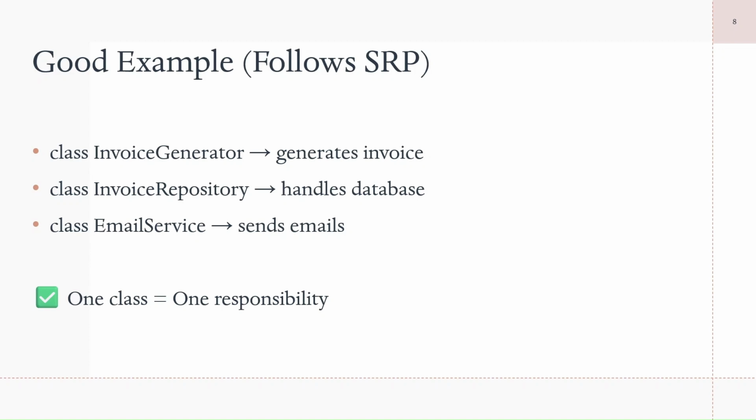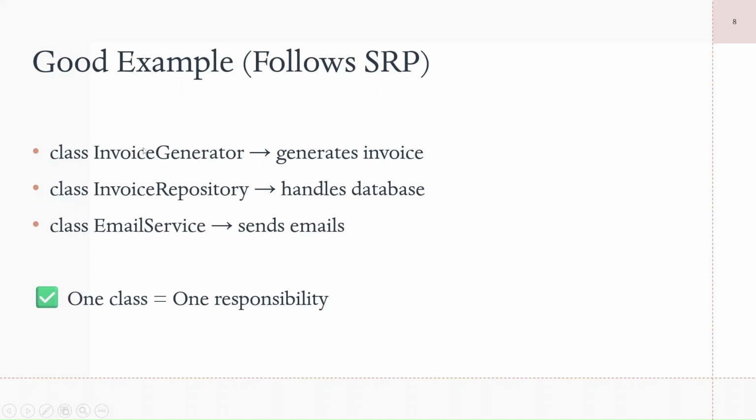So if we go next, here is a good example. We have seen the bad example. So what is the good example? You can see over here, now we have three classes. Invoice generator, which is responsible to generate the invoice. Then we have another class, invoice repository, which is basically handling database calls, and it is storing our invoice in the database. Then we have email service, which is responsible for sending an email. Okay.